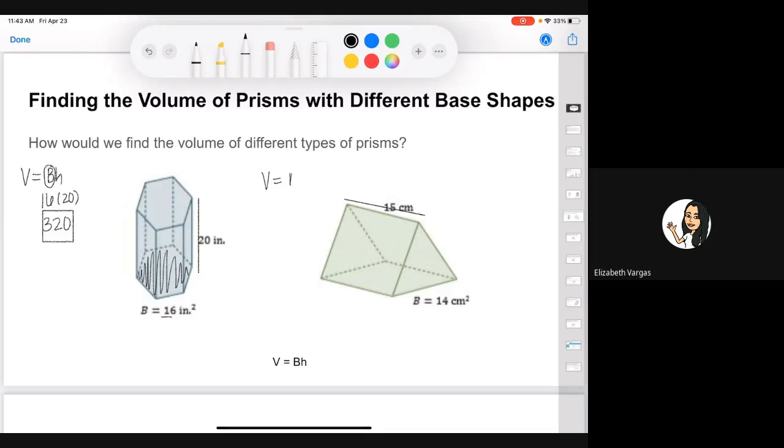So volume equals base times height. The base is 14. And our height is 15. Multiply those together, we get 210. Okay, so that is our equation for volume.